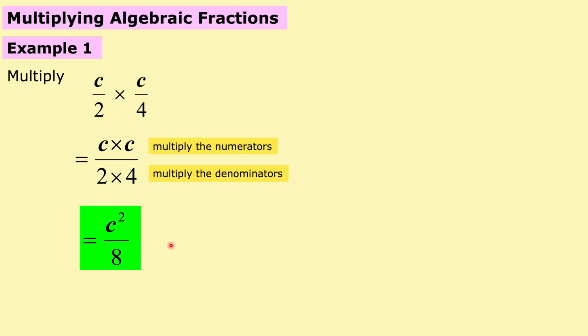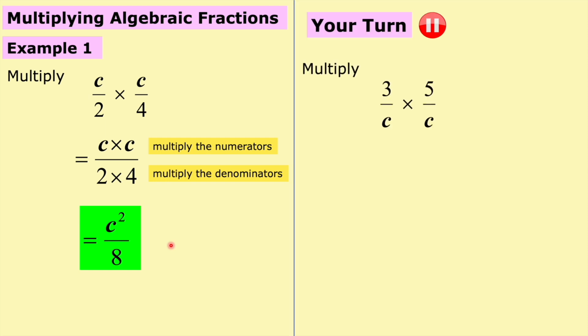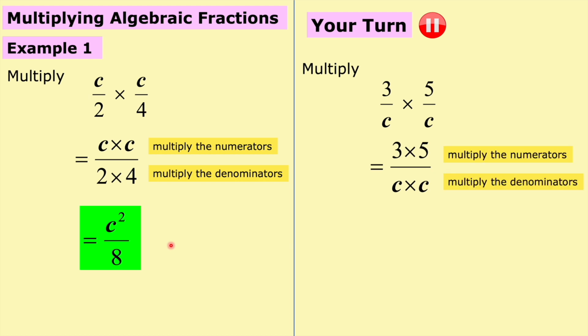So using this example, can you please pause the video here and multiply 3 over c times 5 over c. Okay, hopefully you've unpaused and managed to give this a go. So when we do this, we multiply our numerators and then we go ahead and multiply our denominators. So you will have got 15 over c squared. So well done if you got that.